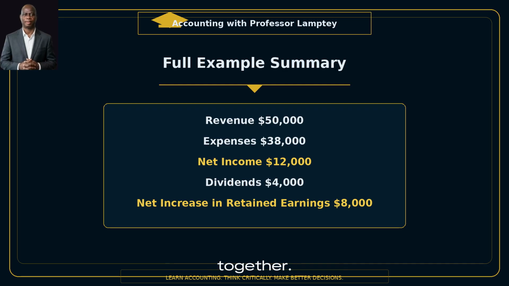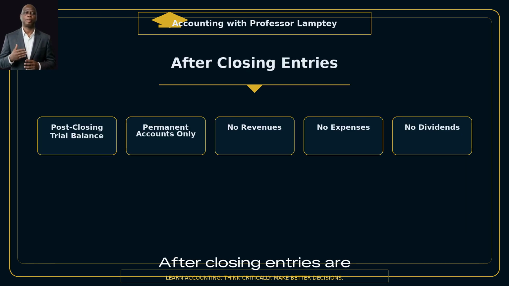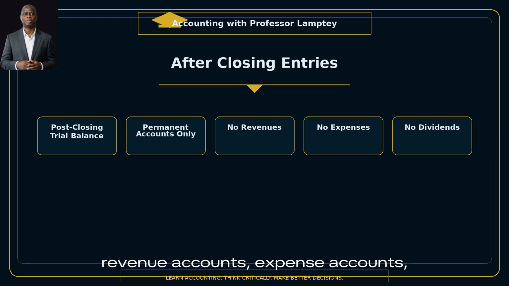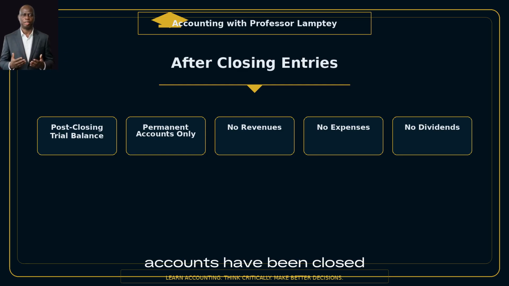Let's put the example together. The company had service revenue of $50,000, total expenses of $38,000, and dividends of $4,000. Net income is $12,000. Retained earnings increases by net income of $12,000 and decreases by dividends of $4,000. So the net increase in retained earnings is $8,000. After closing entries are posted, the company prepares a post-closing trial balance. The post-closing trial balance lists only permanent accounts. You should not see revenue accounts, expense accounts, or dividends because those accounts have been closed to zero.